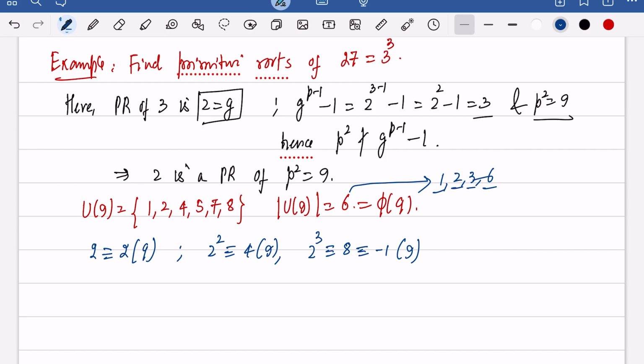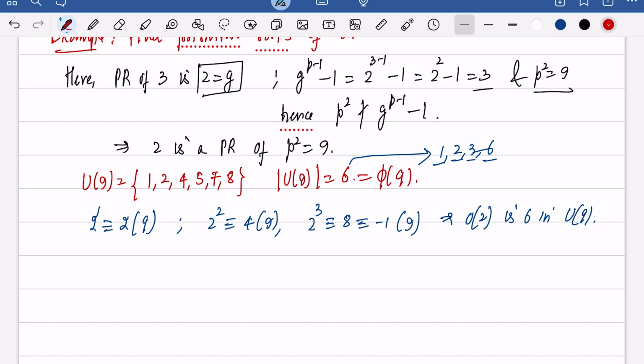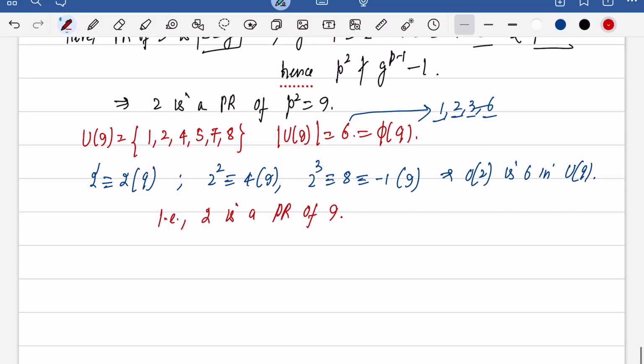Now the order of 2 is not equal to 1 because it is 2, it is not 1. The order of 2 is not 2 because 2 square is congruent to 4. 2 power 3 is 8, that's minus 1, so the order of 2 is not equal to 3. So therefore the only choice left is 6. This implies the order of 2 is 6 in U9. So that means 2 is a primitive root of 9.